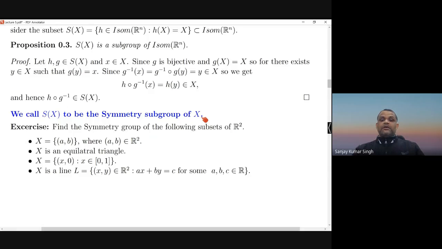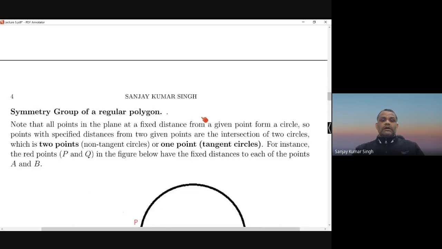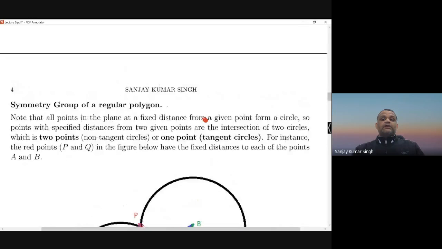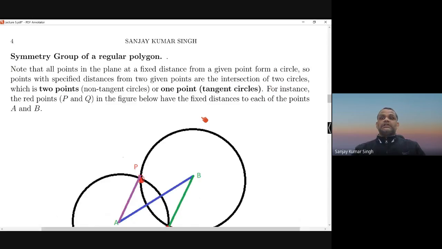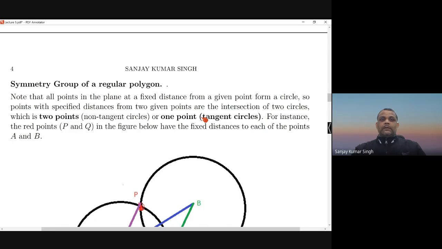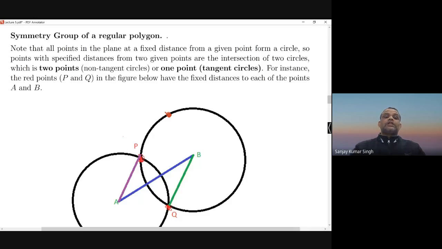So now I have recalled whatever I finished quickly in the last lecture. Now our aim is to compute the symmetry group of a regular polygon. If you have any question, you can ask me before calculating.